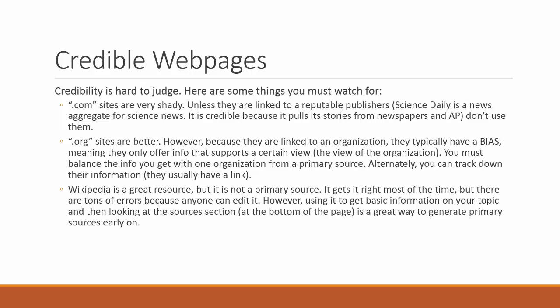Wikipedia is also a great resource, but it's not a primary source. It gets it right most of the time, but there are tons of errors because anybody can edit it. Like some grandma in Dubuque, Iowa, I think it's Dubuque, right? She's editing the nuclear science page with passages from Genesis. That's not credible at all. And she can actually get away with that. She can do it just fine, and then leave the creationist explanation of nuclear science on the nuclear science page.